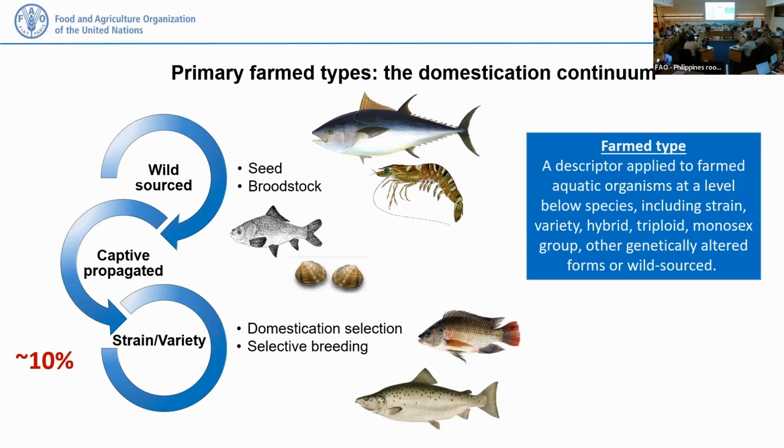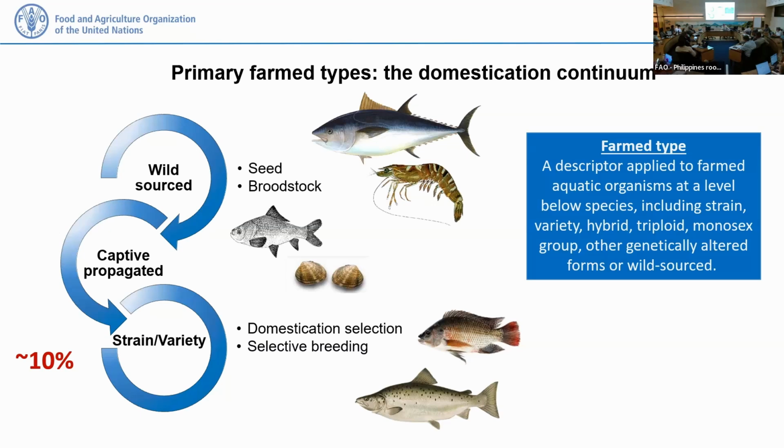A primary farm type essentially relates to the level of domestication of the animal. So if it's used in aquaculture, but it's essentially harvested from the wild, then we call it a wild-sourced farm type, and that's where it's essentially either the broodstock or the seed itself is captured in the wild. So in the case of tuna aquaculture, we very often harvest in the wild and we fatten them up, so that's a wild-sourced.